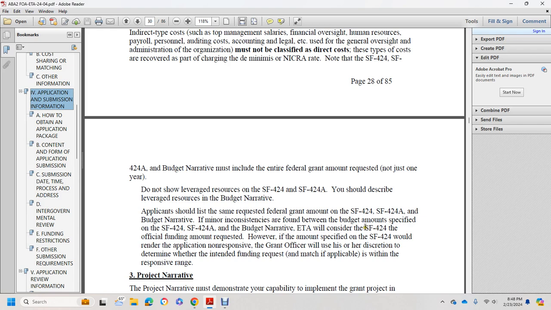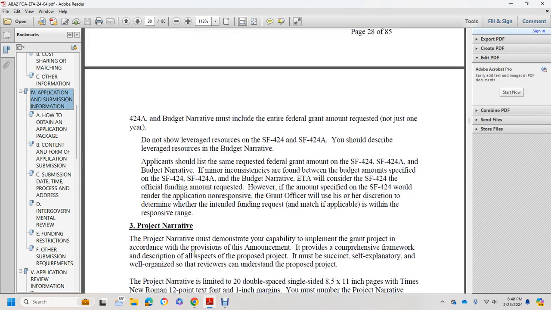The ETA will consider the Standard Form 424 the official funding amount requested. However, if the amount specified in the Standard Form 424 would render the application non-responsive, the grant officer may use his or her discretion to determine whether the intended funding request falls within the responsive range.